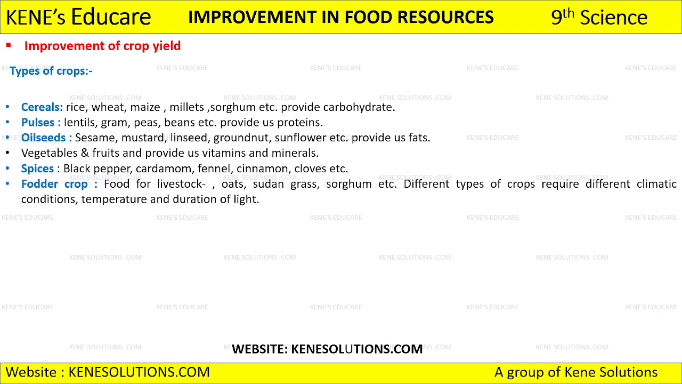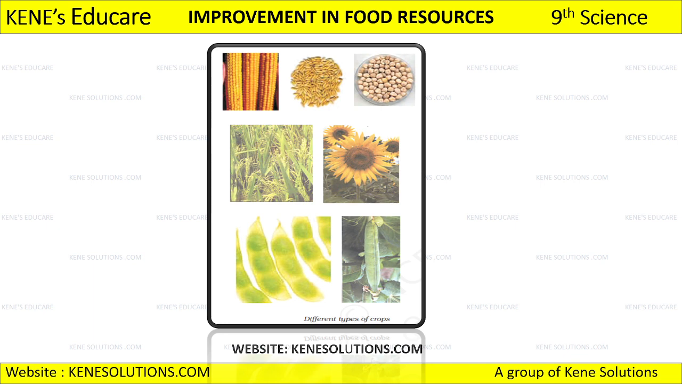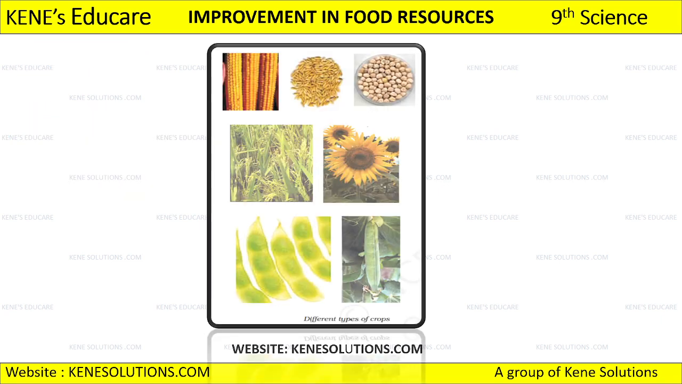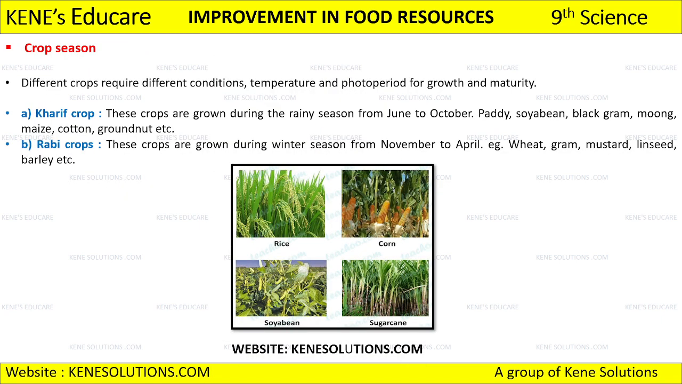After this types of crops, we discussed some of the pictures that you can see. These are not the same type of crop. These are different types of crops. As discussed, we have cereals, pulses, oil seeds, spices, fodder crops, right? So this is the picture, and then we discussed the two different seasons which are more suitable for growing crops. And these two seasons are Kharif crop and Rabi crop. You can even call it Kharif season and Rabi season.